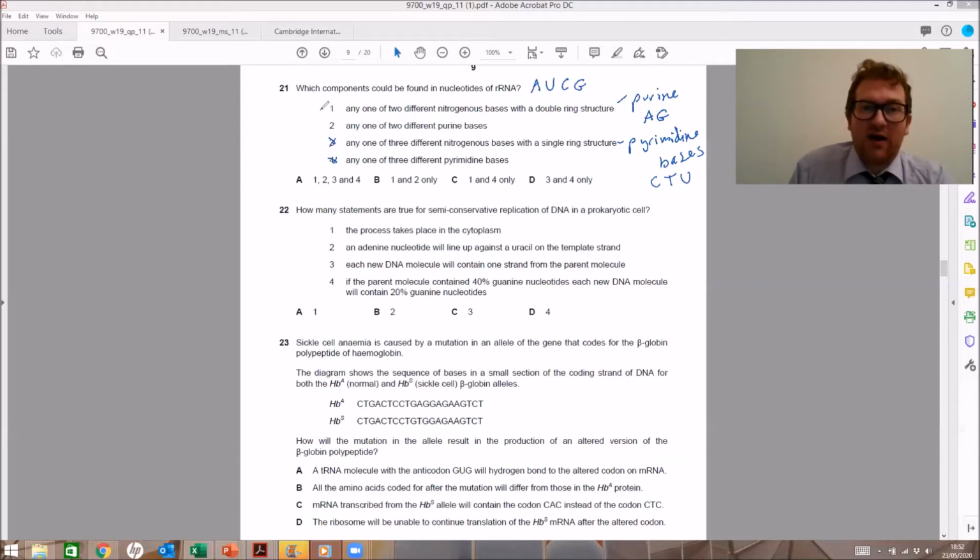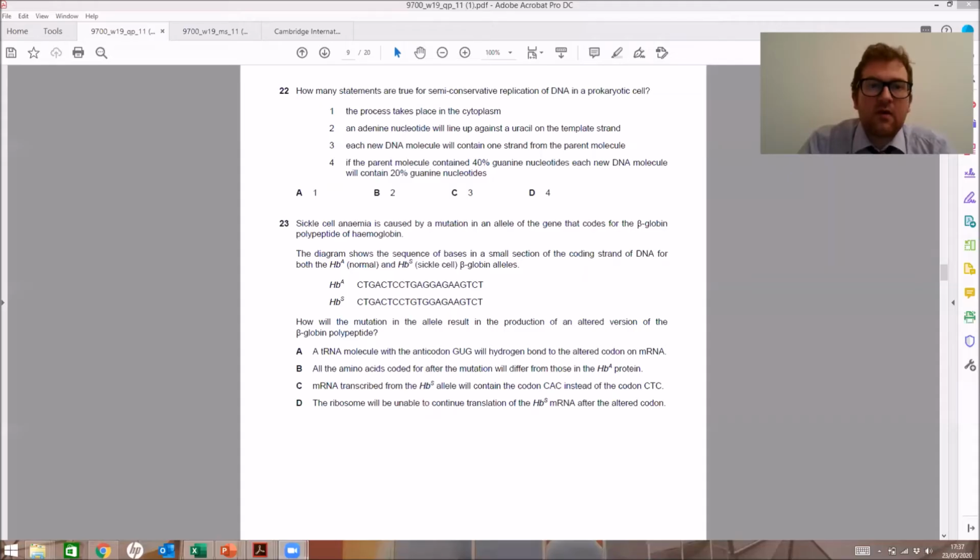However, statement 1 is very true. It's going to contain any one of the two different nitrogenous bases. So it's going to contain A or G because RNA and DNA can both have these. And any one of the two purine bases, well, again, could be A and G. So that leaves you with option B as the only correct option here. So it's very important that you know what the pyrimidine bases and the purine bases are, and whether it's DNA or RNA, by reading the question thoroughly.